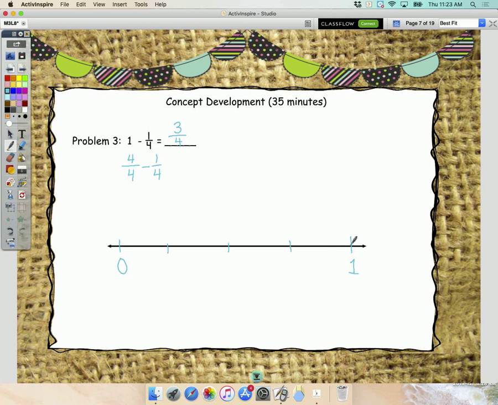And this is how it works. 1 minus 1/4 equals 3/4. And don't forget to circle.